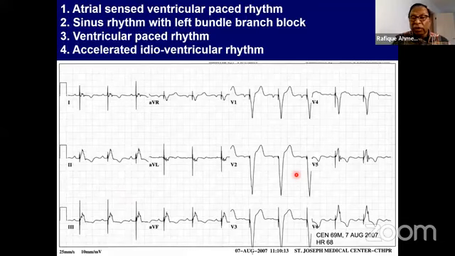And if you describe it, whoever answered ventricular paced, if you take that P wave before each QRS complex, which has a constant relation, that means it is sensing the P wave and pacing the ventricle. So the correct answer is atrial sinus ventricular paced rhythm.